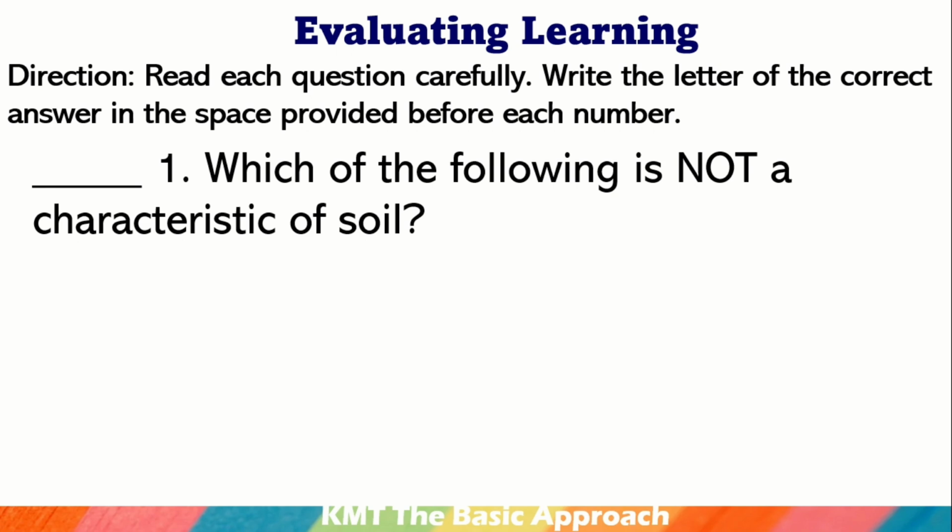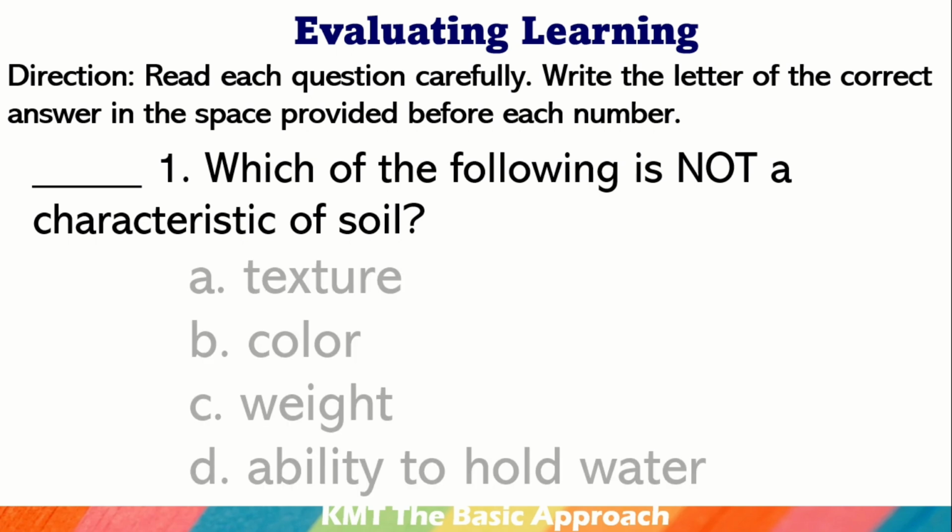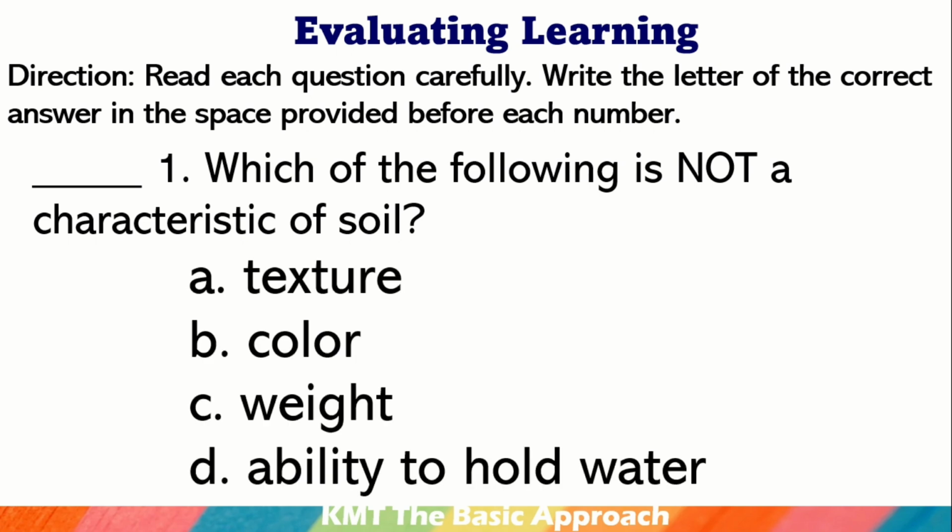Number 1. Which of the following is not a characteristic of soil? Letter A. Texture. Letter B. Color. Letter C. Weight. Letter D. Ability to hold water. What is the correct answer? Good job! The correct answer is letter C. Weight.